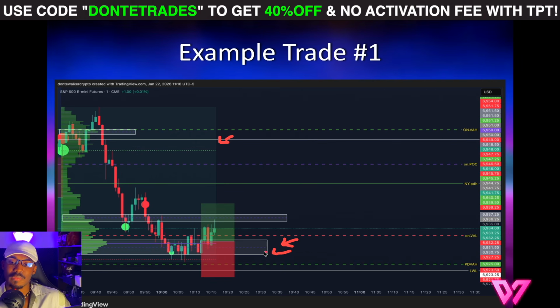So we had 4 different levels here. We had the previous day value area high, and we had the last week low. So for me to lose this trade, I had to break through 4 to 5 different critical levels, depending on how you look at it, to actually lose this trade, right?